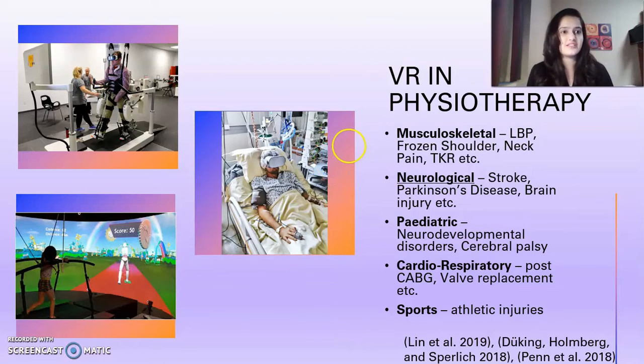It has been used in various sections, like in musculoskeletal cases of lower back pain, frozen shoulder, neck pain, or TKR surgeries. VR would help to increase the range of motion, help with reduction of the pain, increasing the mobility. Coming on to the neurological field, VR is mainly used in the neurological field to a greater extent, in cases like stroke, Parkinson's disease, brain injury, or more. So mainly it helps to train the balance, improve the coordination for the upper limb function, improving the gait, as we can see in this picture here.